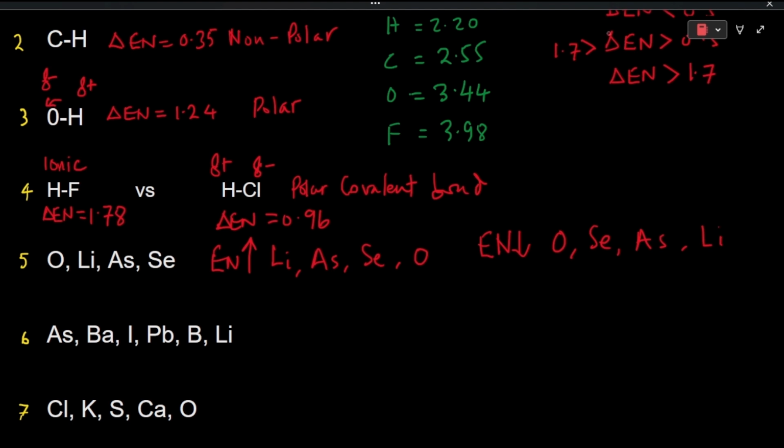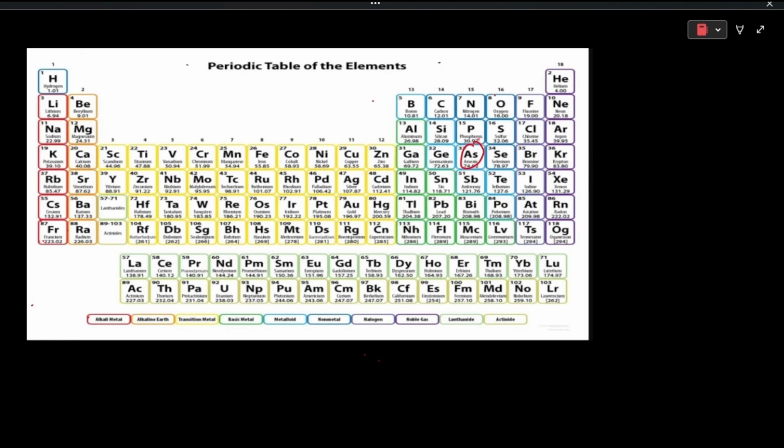Now, for arsenic, barium, iodine, lead, boron, and lithium, let's attempt to locate them on the periodic table. So we have arsenic here, barium, lead here, iodine, boron in the second row, and lithium here.